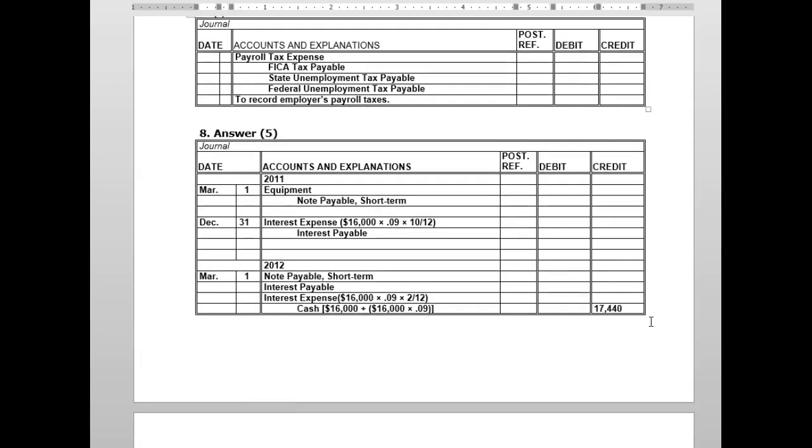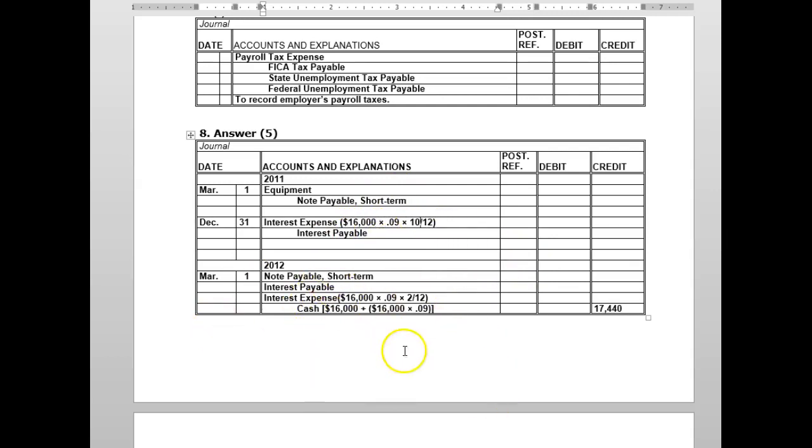Now we're going to revisit a note payable, and this time instead of inventory we've bought equipment, and they give you information. It's $16,000. It's a 9% note, and it will be due in 1 year. This follows the same regime as the first one, only instead of a 6-month accrual, you have a 10-month accrual here. In 10 months they accrue the interest because that's the end of their fiscal period, and it's going to be an interest expense and an interest payable.